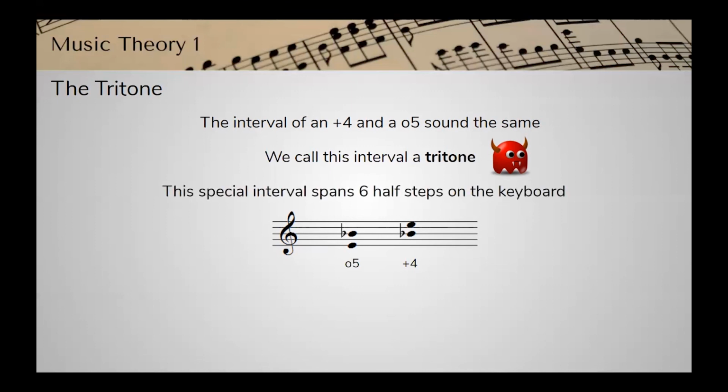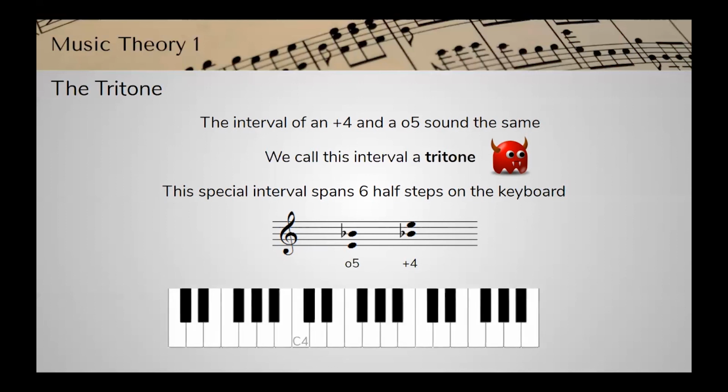But the special interval spans 6 half steps on the keyboard. Okay? And if you've realized that there are 12 half steps on the piano, right? There are 12 unique notes. You know that this means that this interval divides the octave perfectly in half. Okay? So we can see how this works. So I've marked the 2 notes on the piano, an E natural and a B flat. And let's count the half steps. So this spans a total of 6 half steps from that lower E to that top B flat.